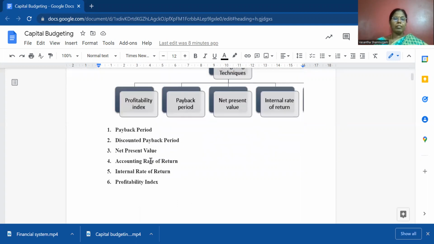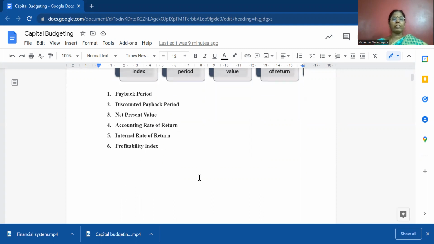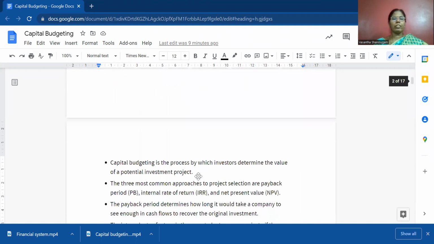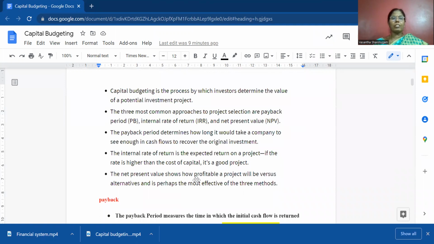There are different techniques we are going to discuss today: payback period method, discounted payback period method, net present value method, accounting rate of return method, internal rate of return method, profitability index method. So these are the different techniques. Now we will see how each method works, how we have to evaluate the project proposal under each method. First we will discuss the payback period method.